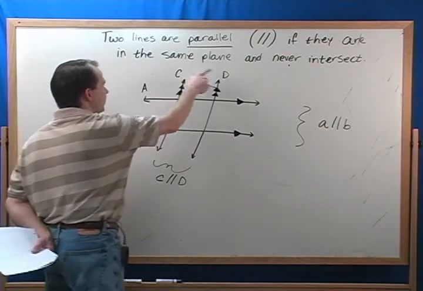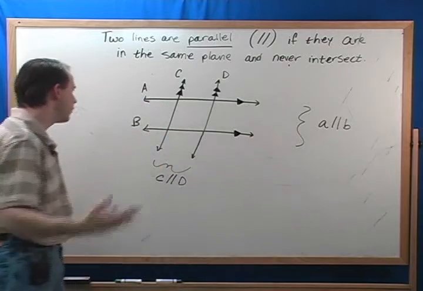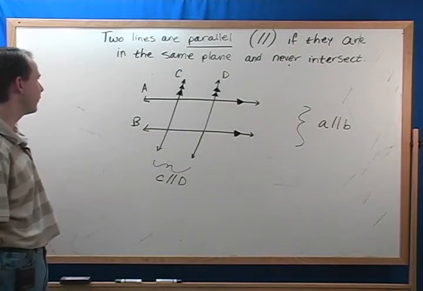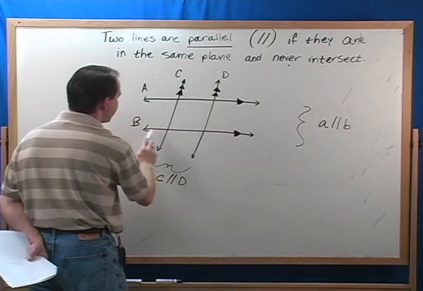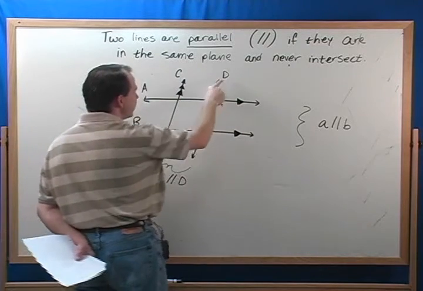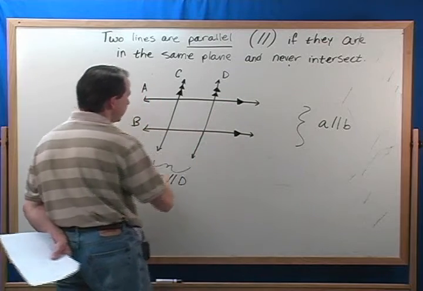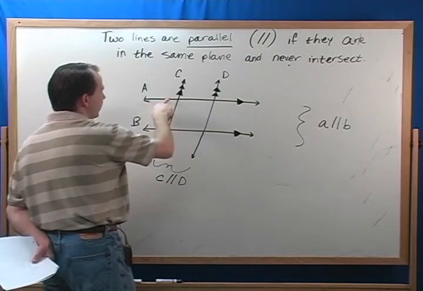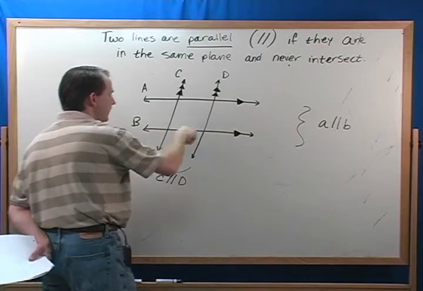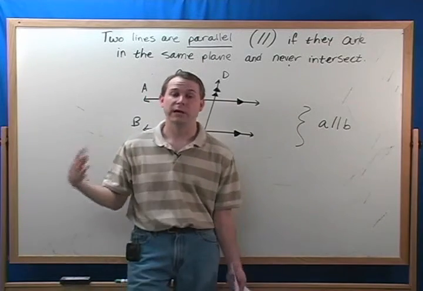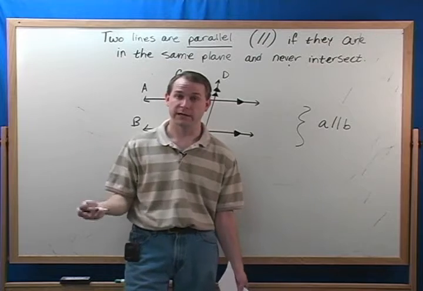So C is parallel to D, A is parallel to B, and if you want to go back and look at some other terms that we've learned, C is also transversal because it crosses A and it crosses B. It crosses two lines. D is transversal because it crosses A and B. A is transversal because it crosses C and D, and B is transversal because it crosses C and D. So it turns out that all 4 lines in this drawing are transversal lines, okay?